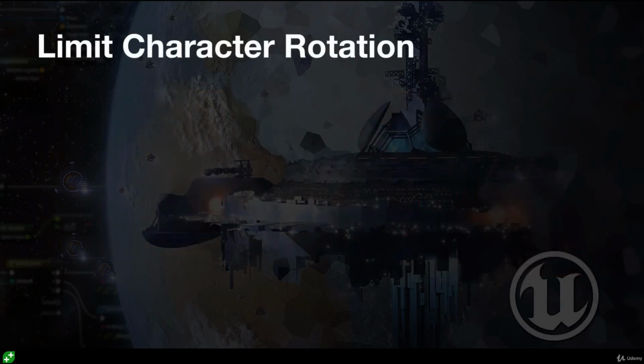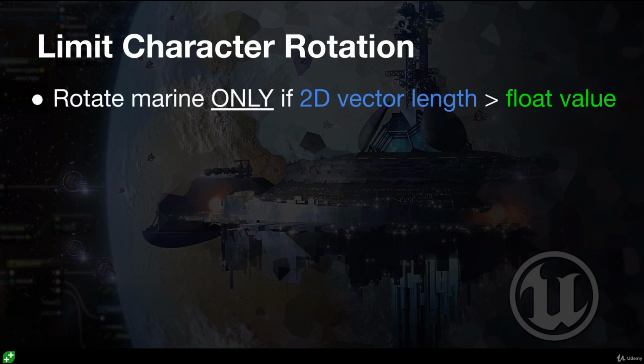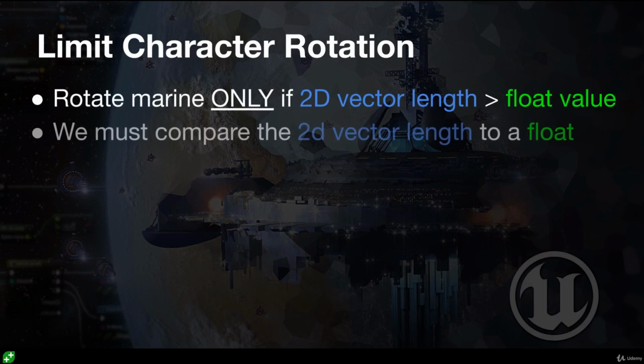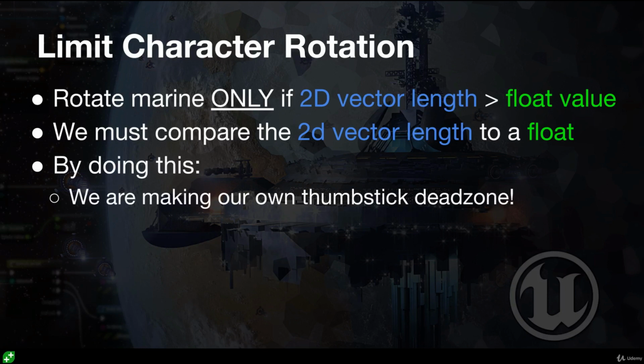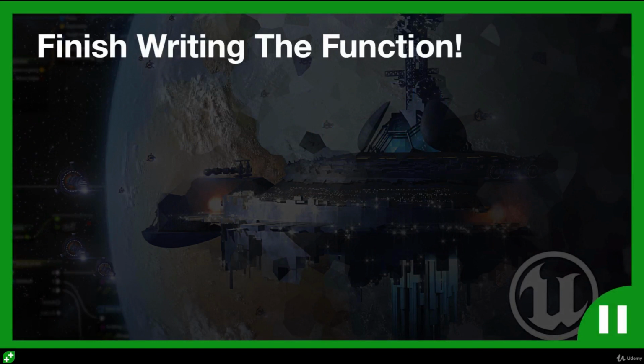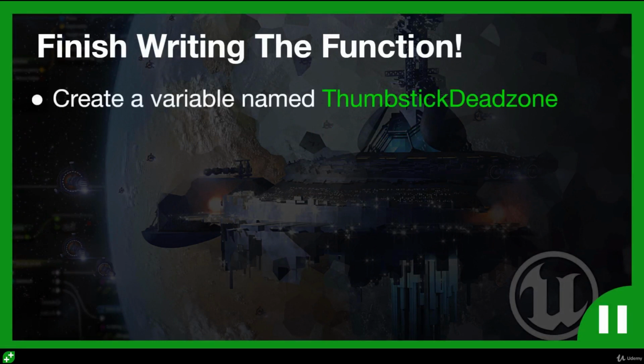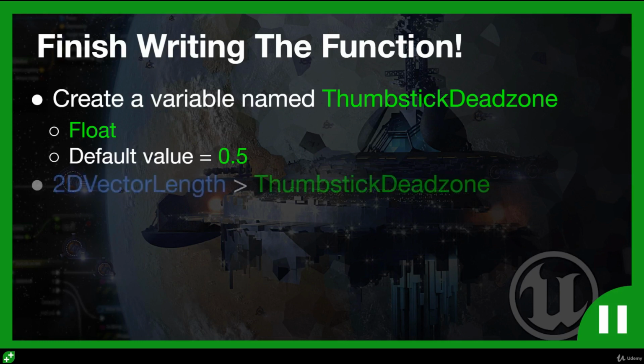We're only going to allow our character to rotate if the length of our 2D vector is over a particular value. So we're going to compare the length of the vector to another float. By doing this, we are making our own thumbstick dead zone. And I want you to try finish off our function by yourself. So I want you to create a variable named thumbstick dead zone, make it a float, and give it a default value of 0.5. Now we're already getting the length of the 2D vector we just made in our function. We want to compare the length of the 2D vector to see if it's greater than the thumbstick dead zone.